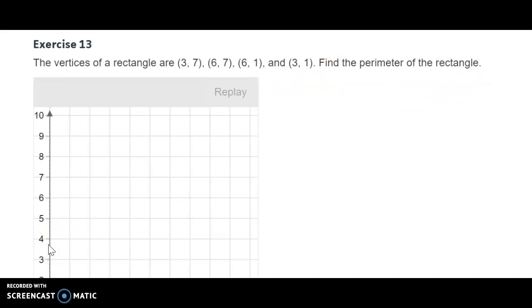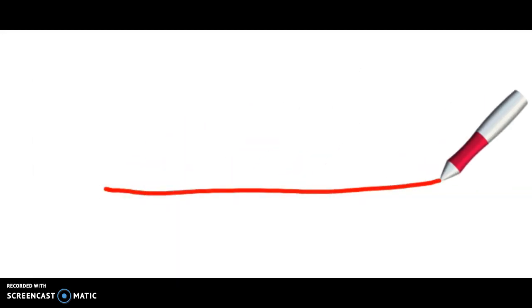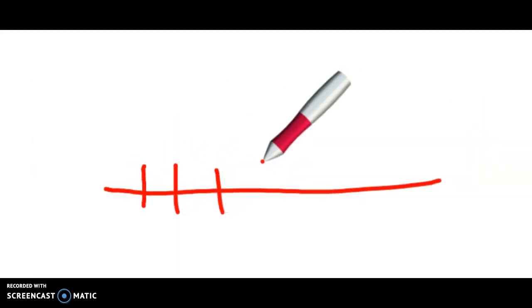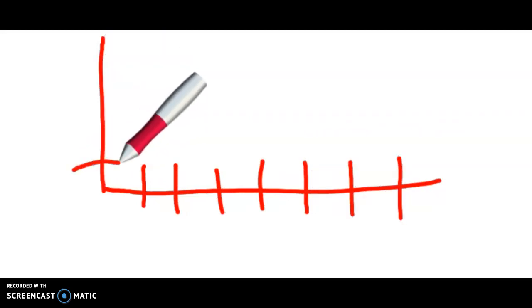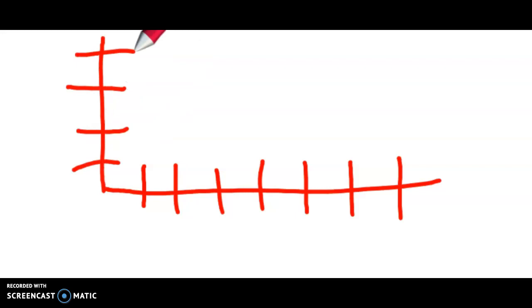So I'm not going to do this exact one for you, but I am going to show you, in the event that they do not give you the grid, what you can do. There's nothing to say you can't do this. 1, 2, 3, 4, 5, 6, 7. 1, 2, 3, 4. Okay, so let's say the plotting is 2 and 4. 1, 2, 1, 2, 3, 4.